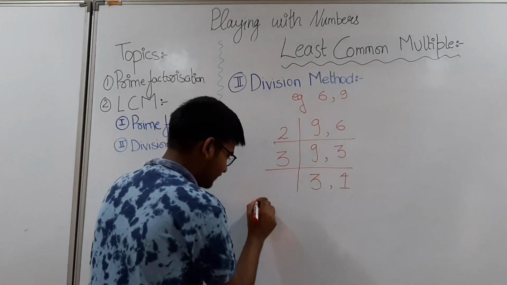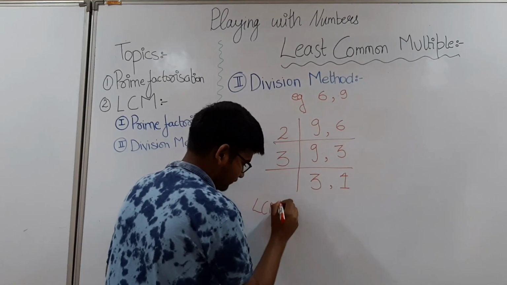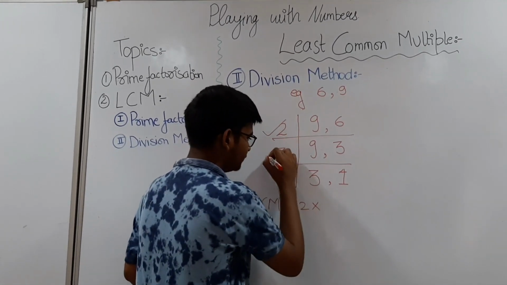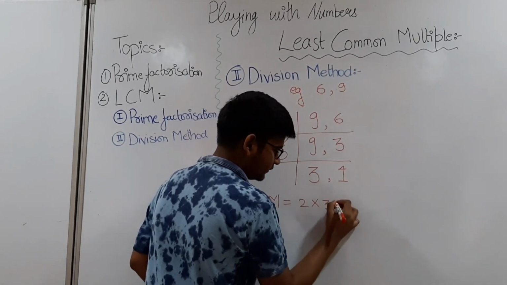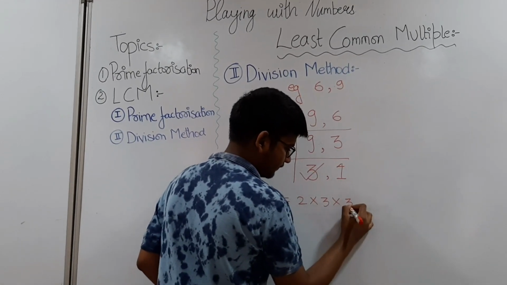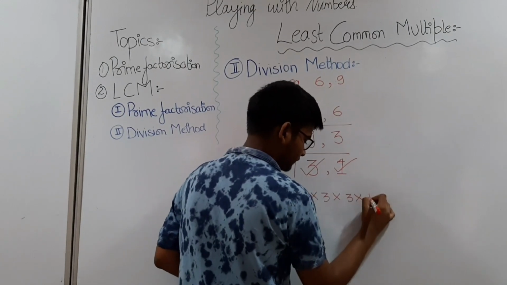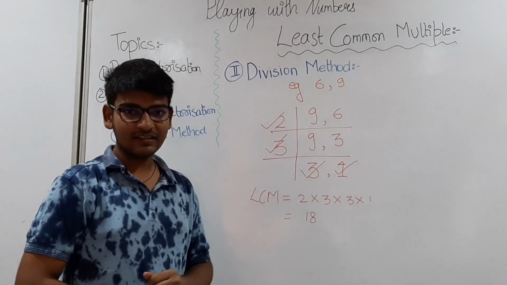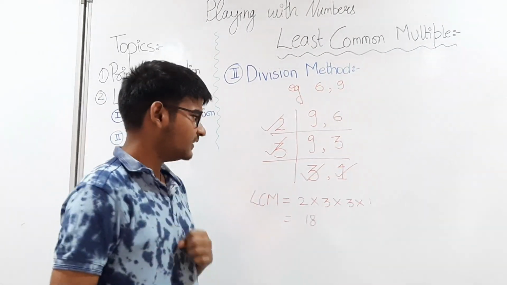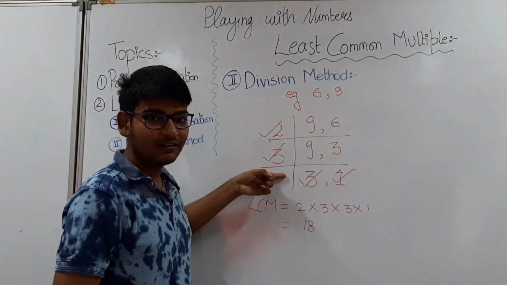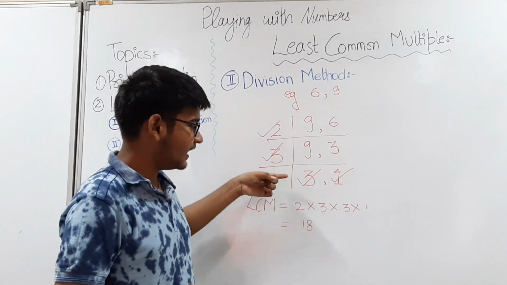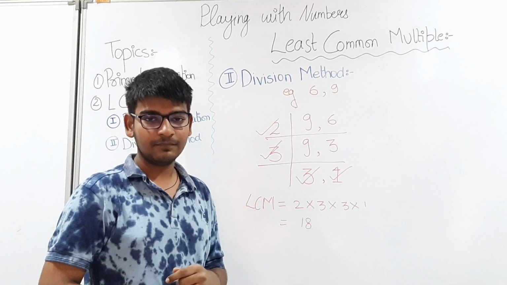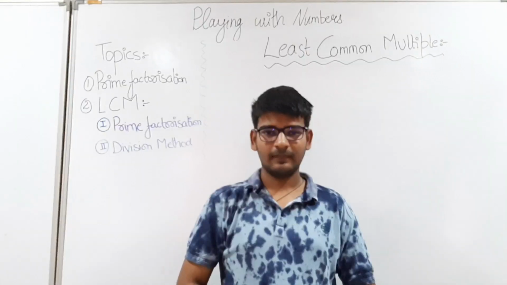So our LCM will be 2 into 3 into 3 into 1. That will be 18. In this you have to remember that we can stop the division when the remaining numbers are prime or 1.